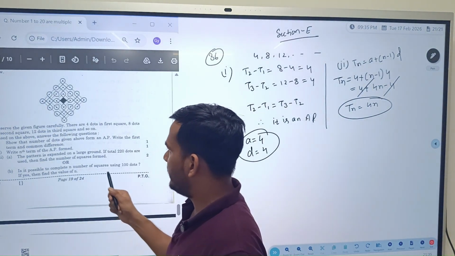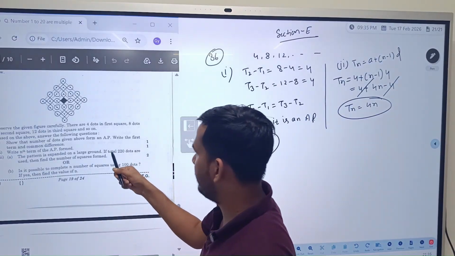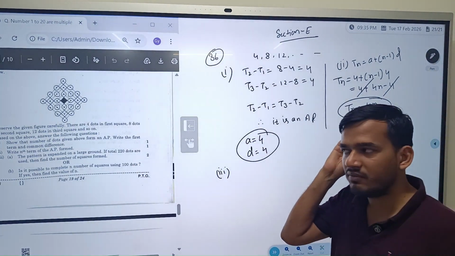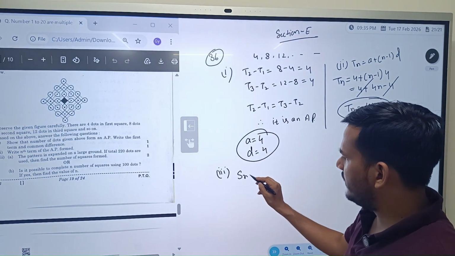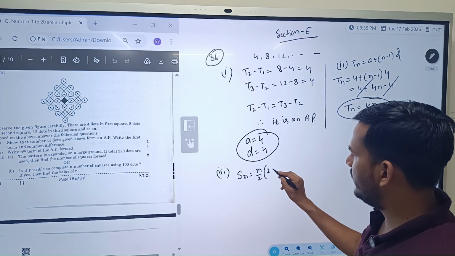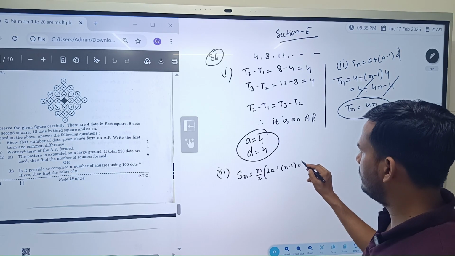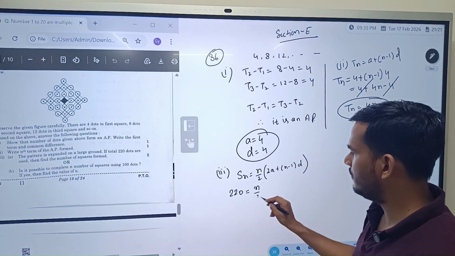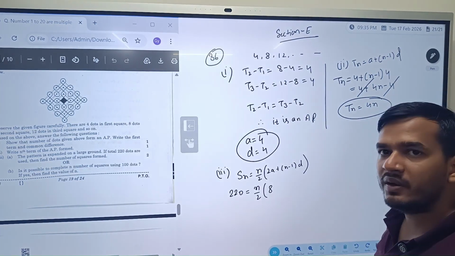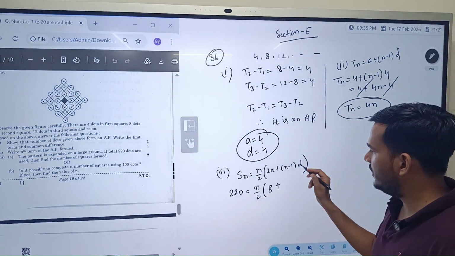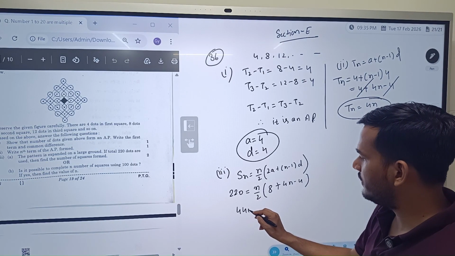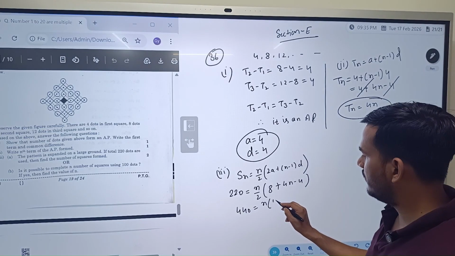The pattern is expanded on a larger ground. If total 220 dots are used, then find the total number of squares formed. So for this we can use the summation formula, n by 2 into 2a plus n minus 1 into d. Total number of dots 220. a is 4, so 2a becomes 8. And d is 4, so 4n minus 4. Cross multiply. 440 is equal to n into 4n plus 4.